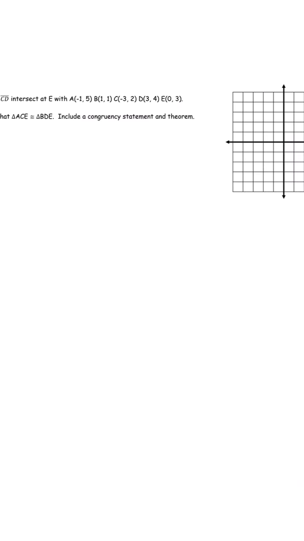Okay, so on this one, we're going to have to plot the points and then draw our lines that intersect and then try to figure out if we're congruent or not. And we'll end up having to use the distance formula or Pythagorean, whatever we want to use here. So let's do this. A is at negative 1, 5. So negative 1, 5. There we go.